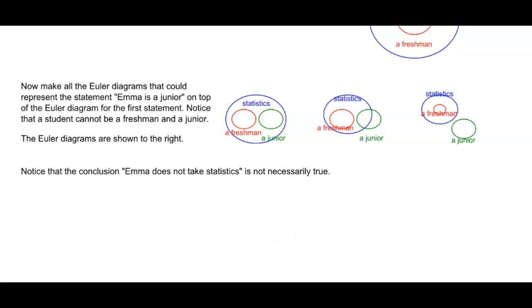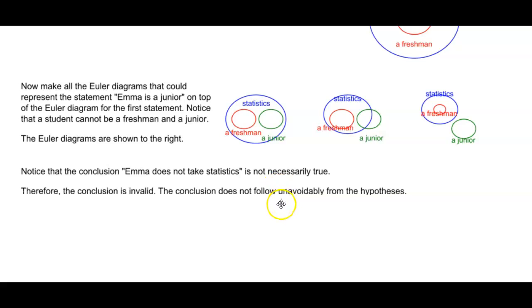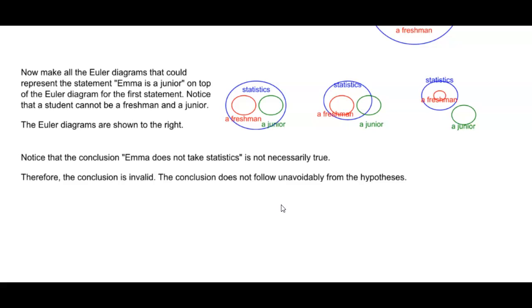Now notice that the conclusion Emma does not take statistics is not necessarily true. Therefore, the conclusion is invalid. The conclusion does not follow unavoidably from the hypotheses.